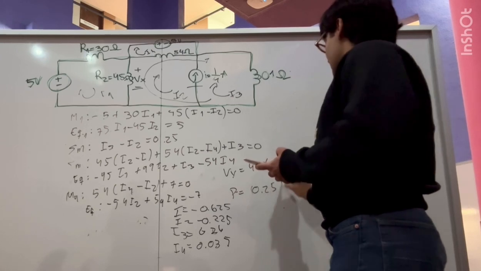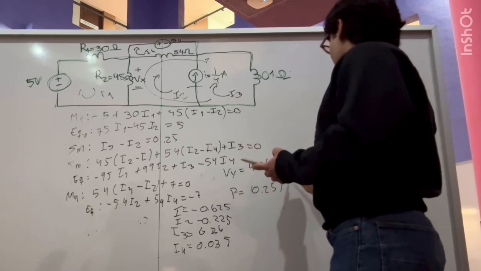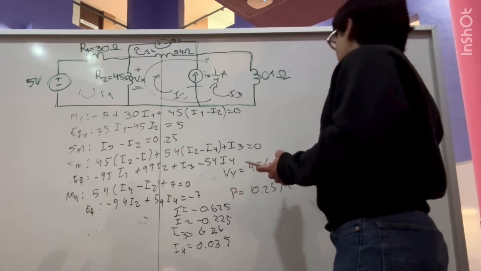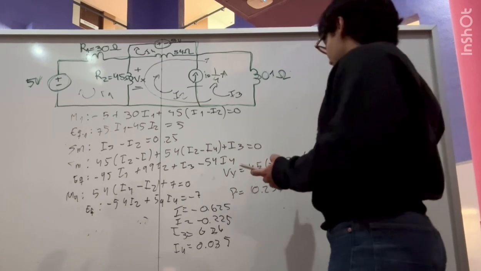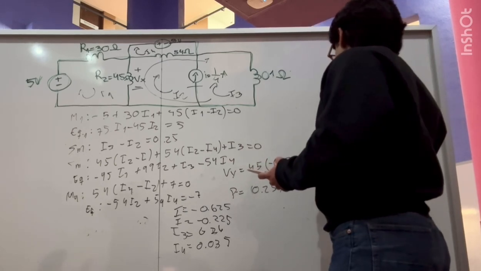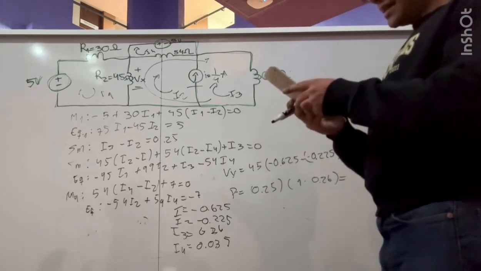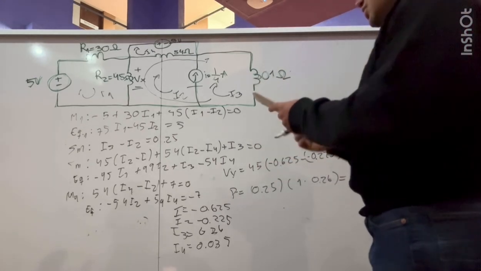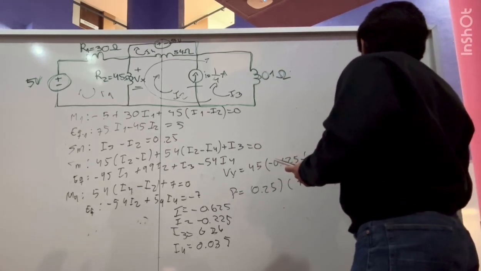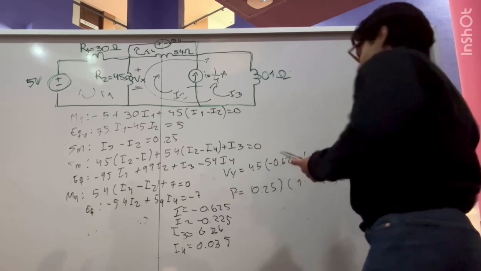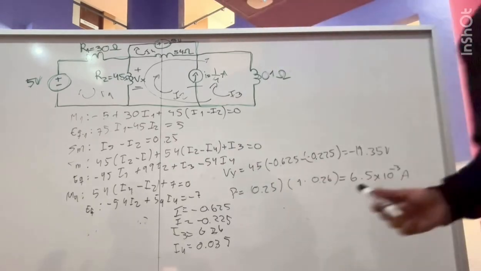And then we're going to have the power, which is going to be equal to 0.25, which is the current, multiplied by this resistance by the current flowing through the resistance, which in this case is 0.26. So we have 0.26 times 1 times 0.26, which is equal to 6.5 times 10 to the minus 3 amperes.